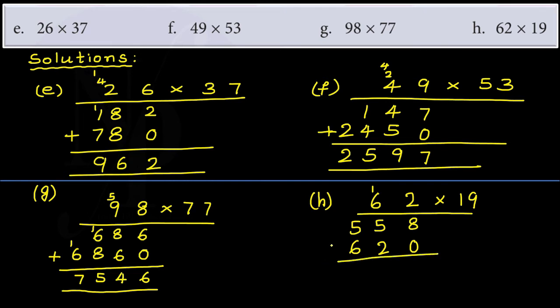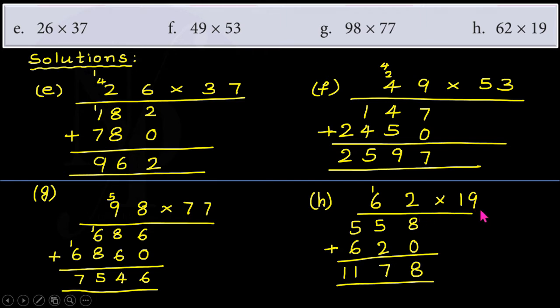Put a plus sign here and add these two. 8 plus 0 is 8. 5 plus 2 is 7. 5 plus 6 is 11. Therefore, 1178 is the product of 62 and 19.